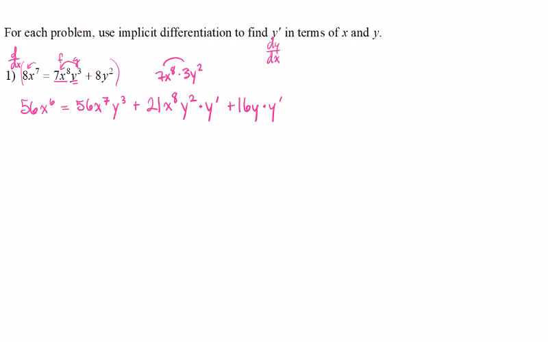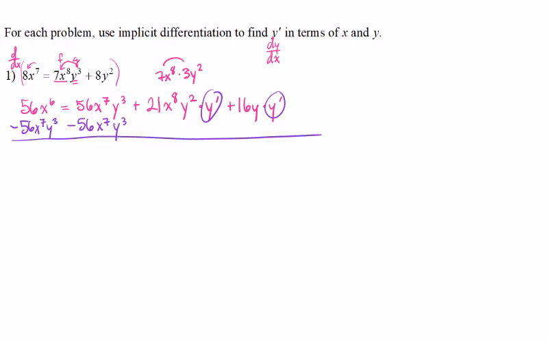All right, so now we want to isolate y prime. We want to get the y prime terms by themselves. We have a y prime here and a y prime here, so I want to move everything else to the other side. I'm going to subtract 56x to the 7th y cubed from both sides, and those will cancel out. On the left side, we'll end up with 56x to the 6th minus 56x to the 7th y cubed, and notice how I have this left over on this side.